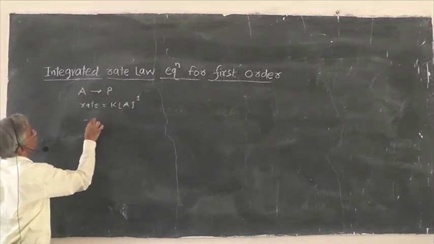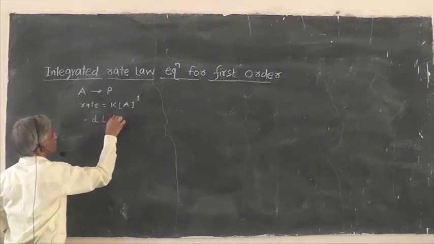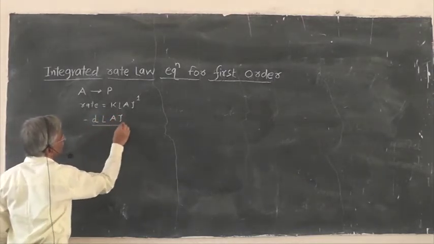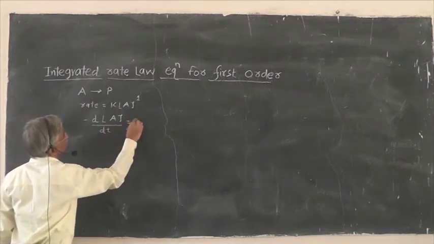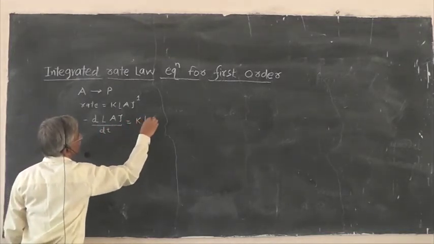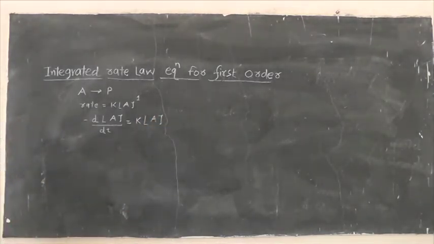In differential form, we can write the rate of change of concentration with respect to time, dA by dt, equal to k into the concentration. This is one thing. The second thing is that we can calculate the time required for the concentration of the reactant to reduce by a certain amount, whichever you want to study. These are the advantages of the integrated rate law. This is the first order reaction, and we can study it.